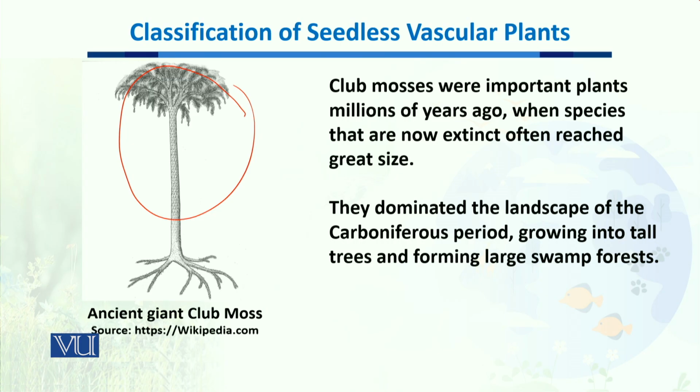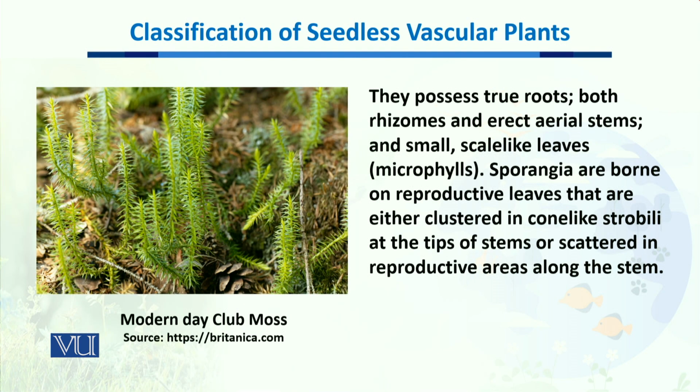They dominated the landscape of the Carboniferous period, and they grew into tall trees and formed large swamp forests at that time. Now, this is an example of a modern day club moss. You can see they are very small plants, hardly 25 centimeters tall, and when we talk about their different parts, they possess true roots, which means they have rhizomes, and they have erect aerial stems.